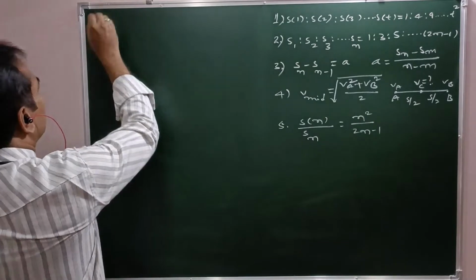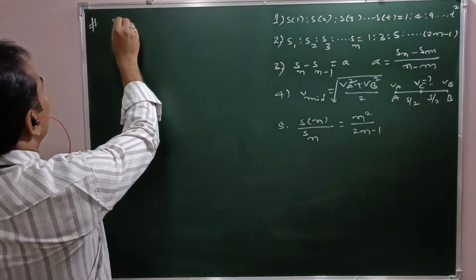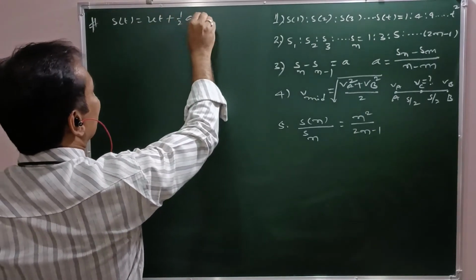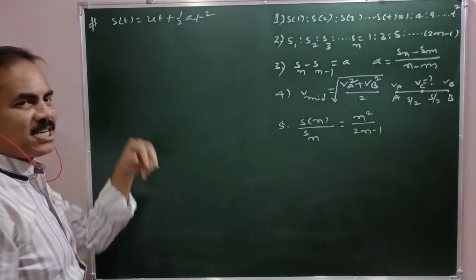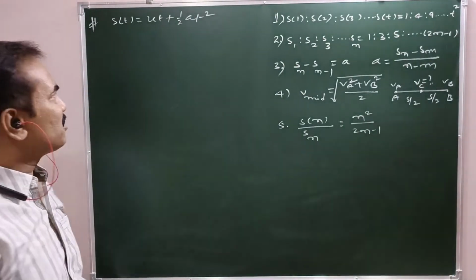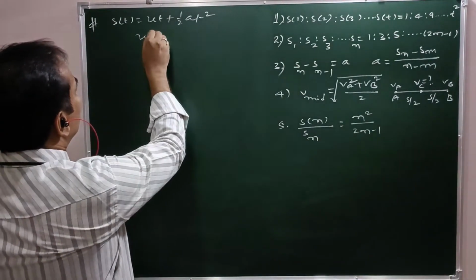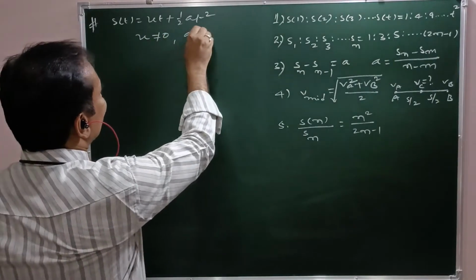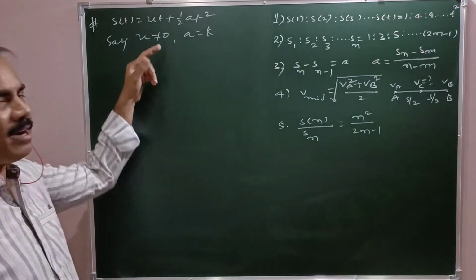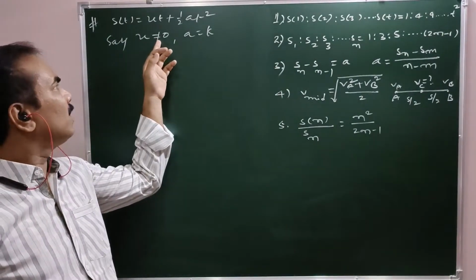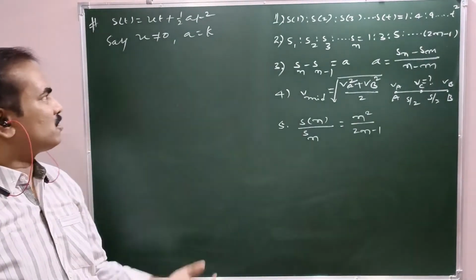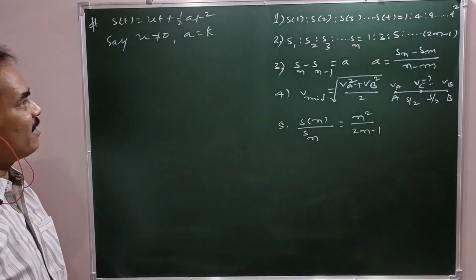Suppose we know that s of t equal to ut plus half a t square. U means initial velocity, t means total time of journey, a means acceleration. Right, here u is not equal to 0, but a is constant. U is not equal to 0 means at time t equal to 0, the particle possesses some initial velocity and moves with constant acceleration.